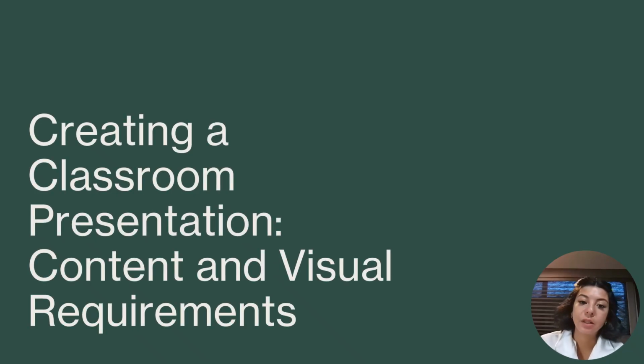Creating a classroom presentation: content and visual requirements. This section covers how to outline classroom expectations, specify the student's age group and number of teachers, identify expectations during play and routines, and use images to illustrate classroom layout and relevant areas.